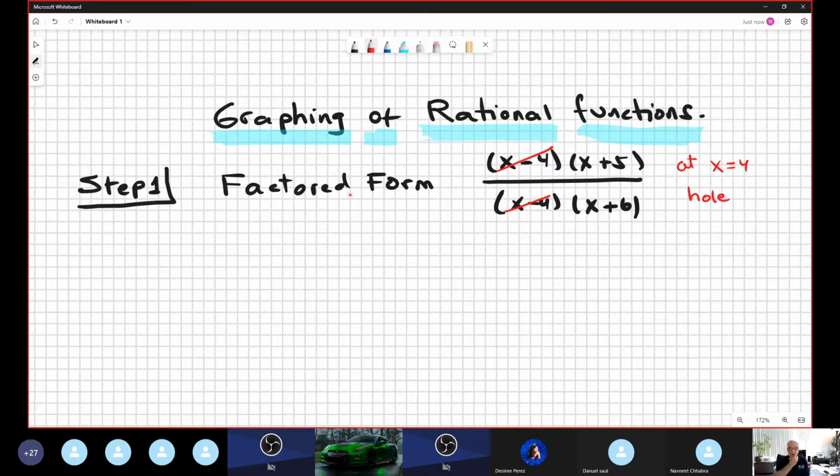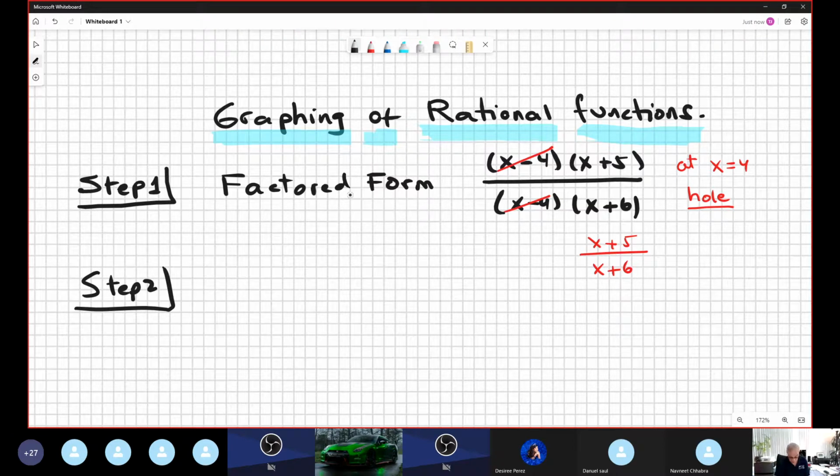After step 1, we continue working not with the original complicated function. We use the new one, x plus 5 divided by x plus 6. It's equivalent 100% to the original except at 4. Because at 4 I detected a hole, and when you are doing the graph at 4 you put a hole. Boom, and that's it. No problema. Step 1.